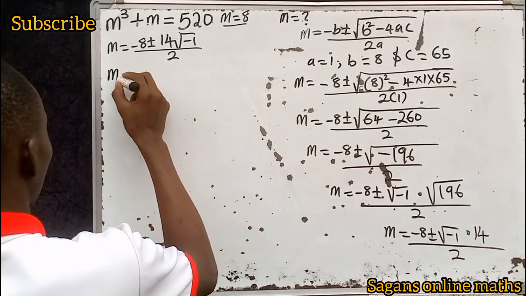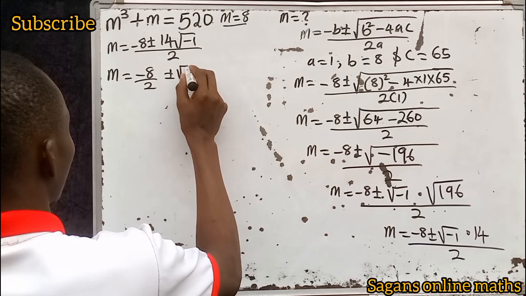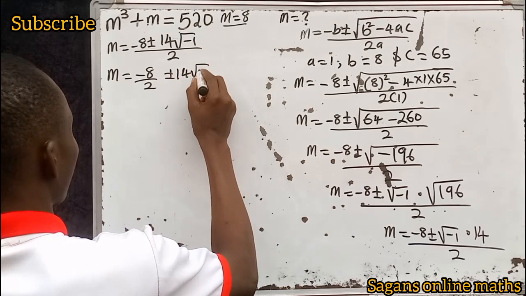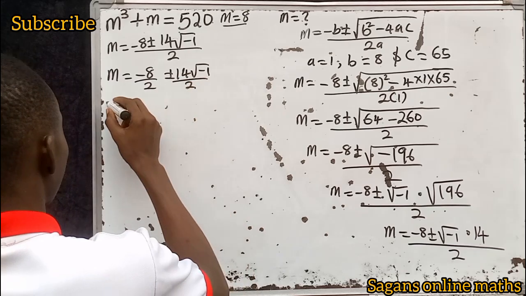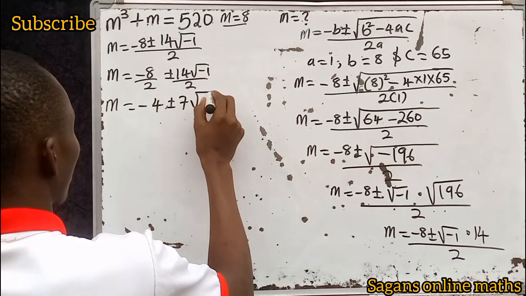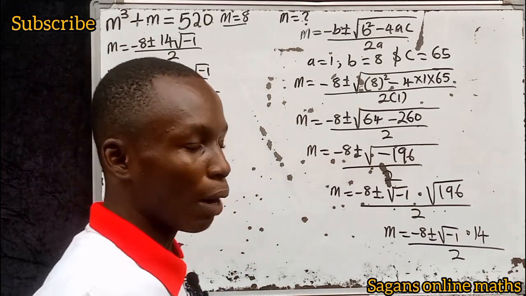So our m will be equal to minus 8 divided by 2 plus or minus 14 root minus 1 divided by 2. It means that our m is equal to minus 4 plus or minus 7 root minus 1.